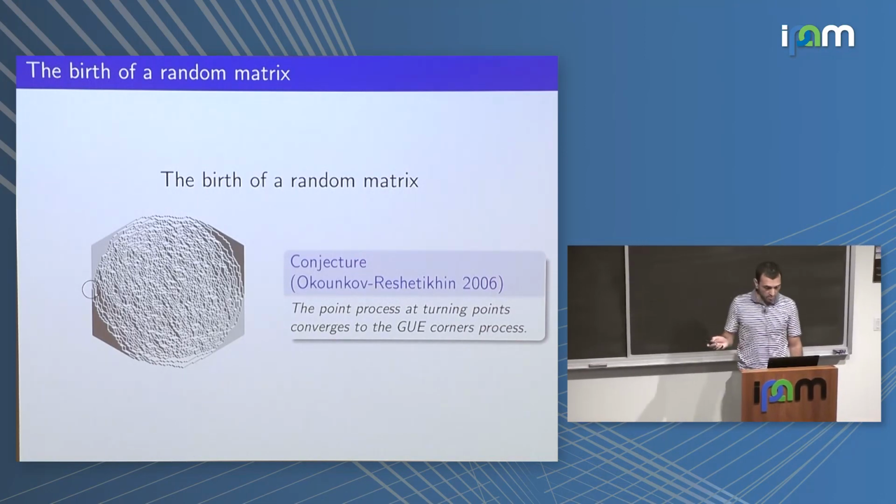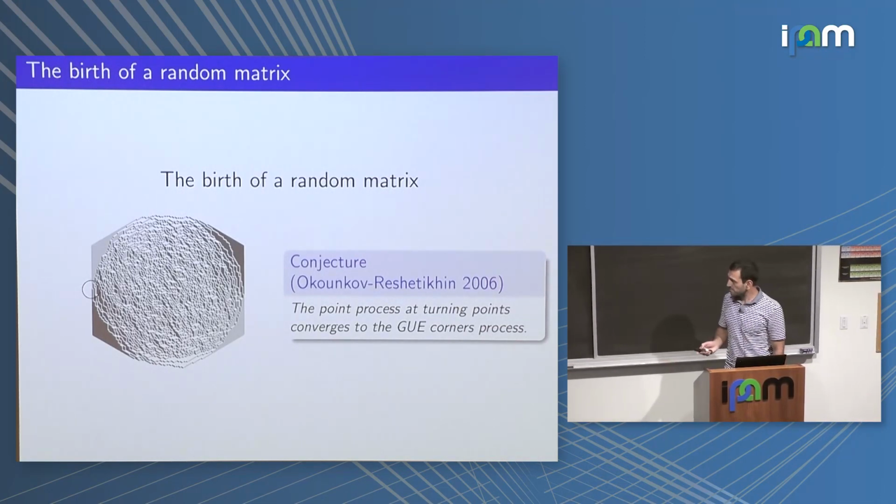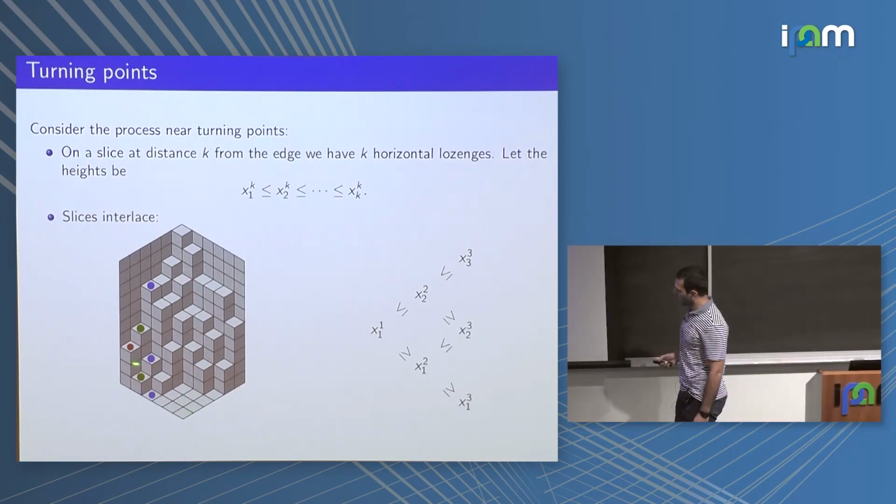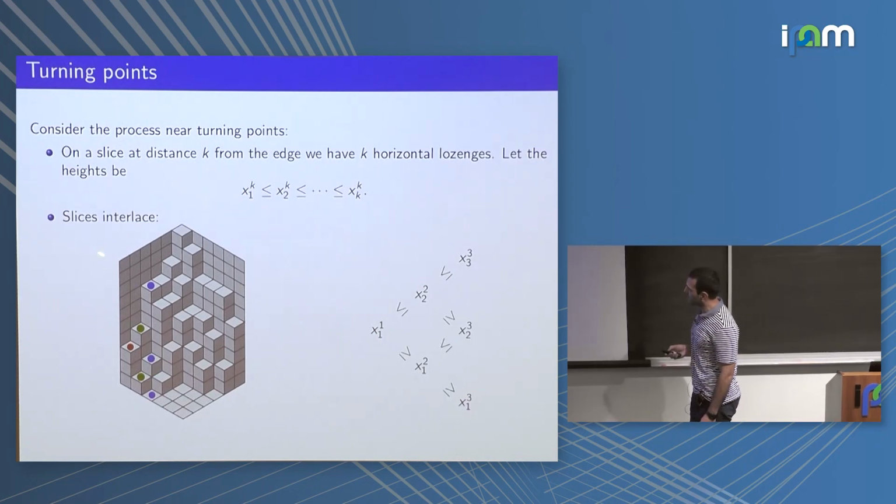So let's look at those points more carefully. We want to see what happens at the edge, and we're going to look at the horizontal lozenges only. Let's look at the very first slice. The very first slice is going to have exactly one horizontal lozenge, the one marked with the red dot. The next slice is going to have exactly two horizontal lozenges, the green ones.